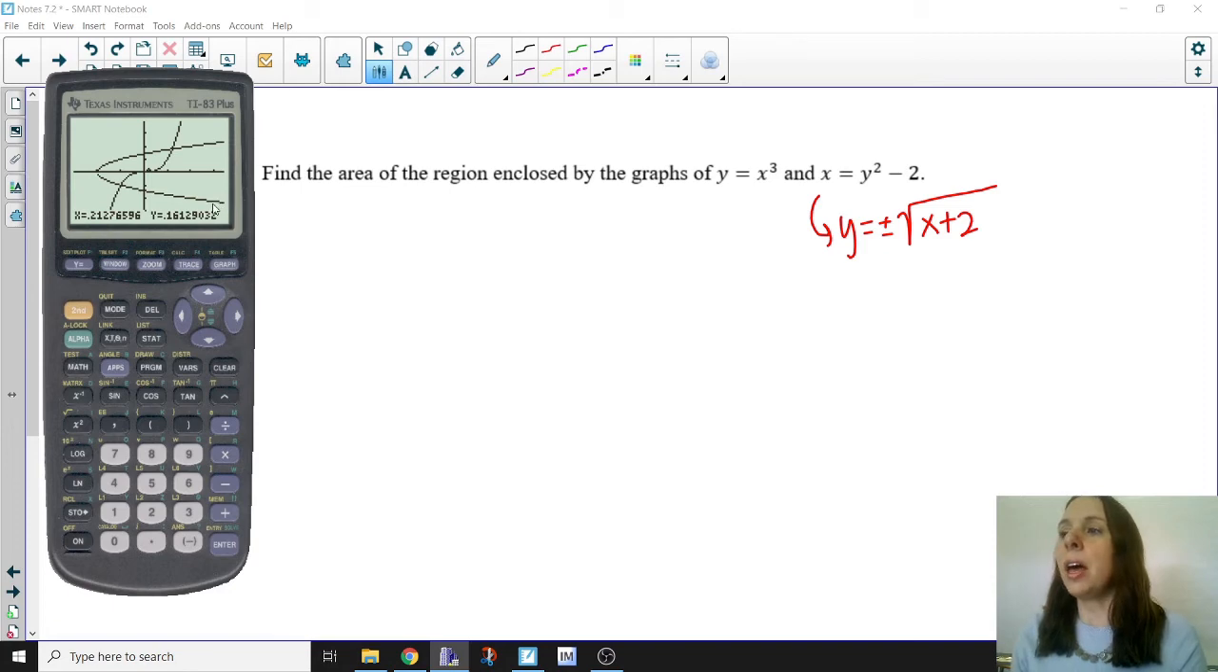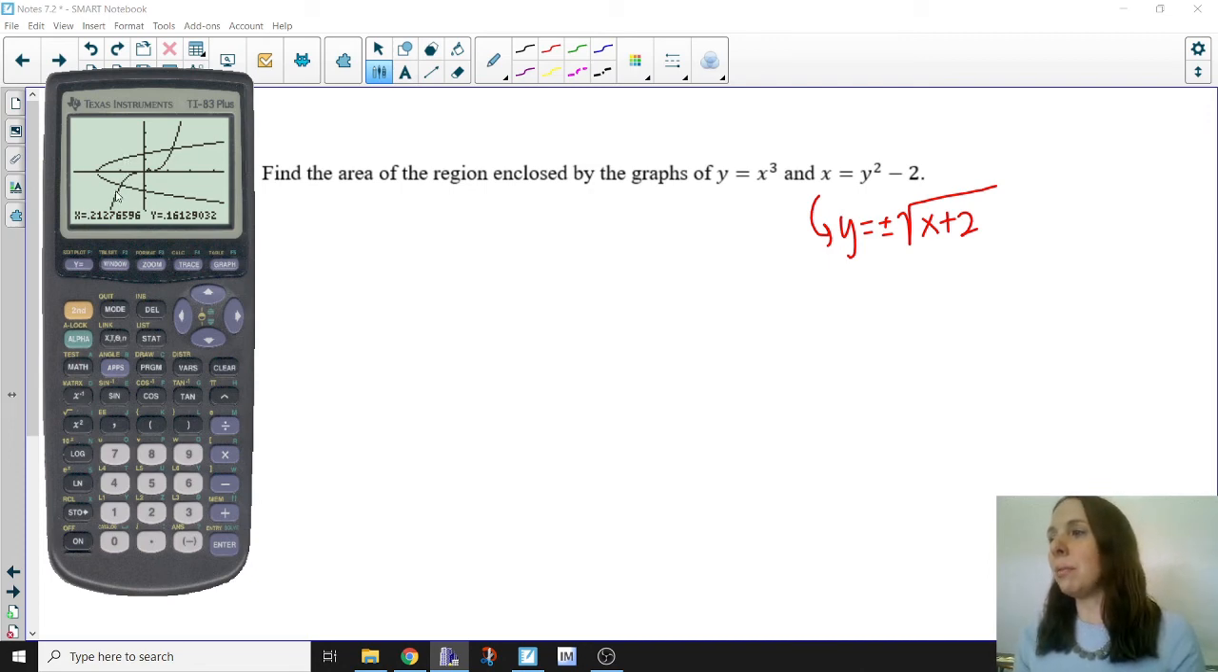Okay. The weird thing about this example is that sometimes when you do upper minus lower, you actually have to do it more than once, if there's a change in what's upper and what's lower. Okay, and here's what I mean.